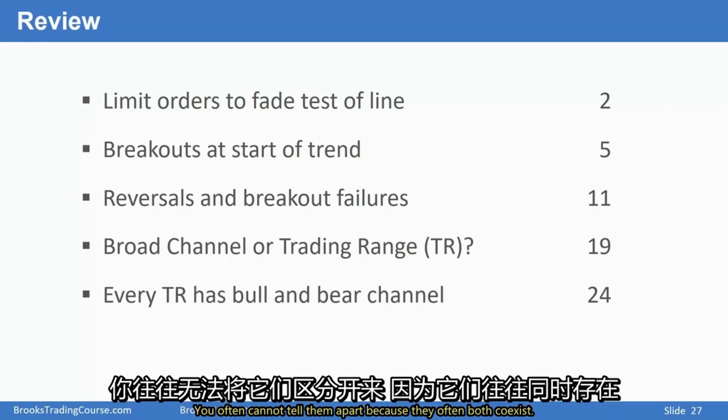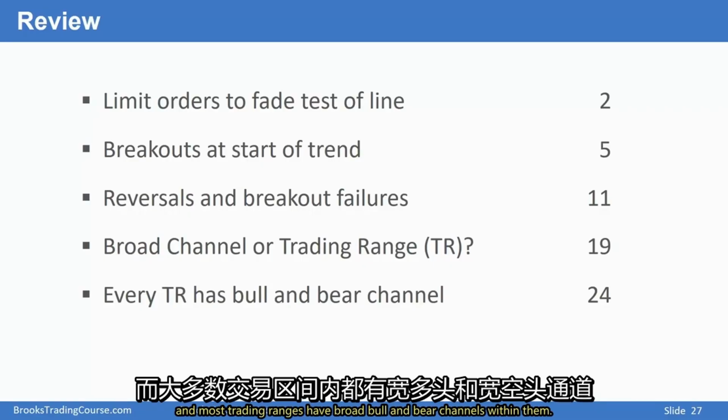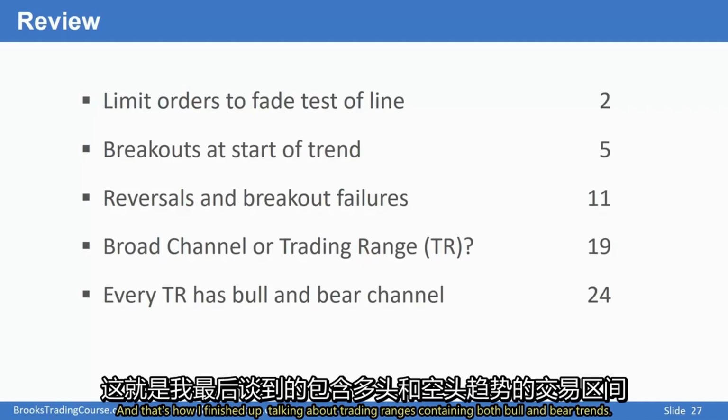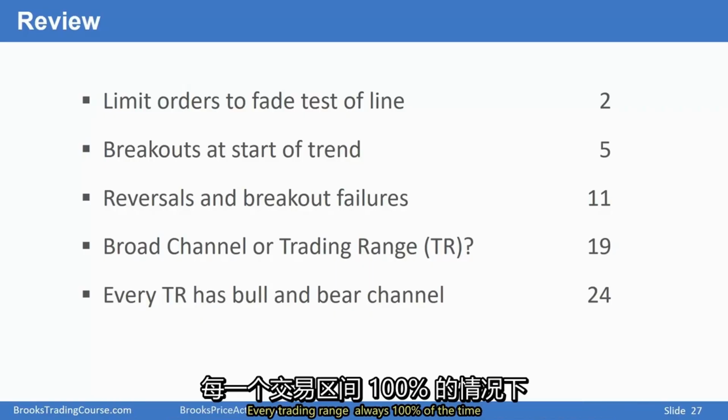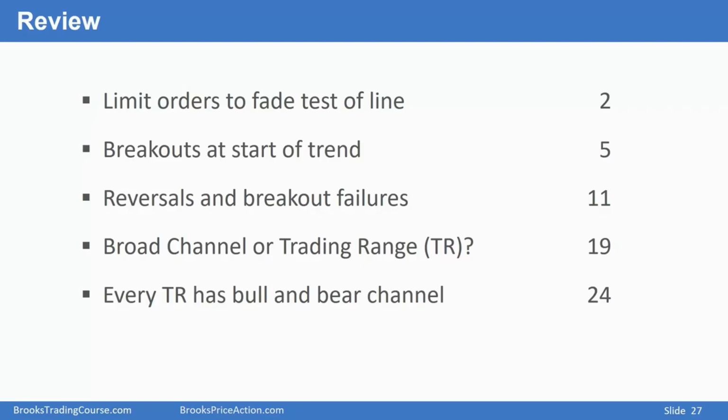Trading ranges in broad channels. You often cannot tell them apart because they often both coexist. Most broad channels spend a lot of time in trading ranges, and most trading ranges have broad bull and bear channels within them. And that's how I finished up talking about trading ranges containing both bull and bear trends. Every trading range, always 100% of the time, has an early bull trend and an early bear trend within it.